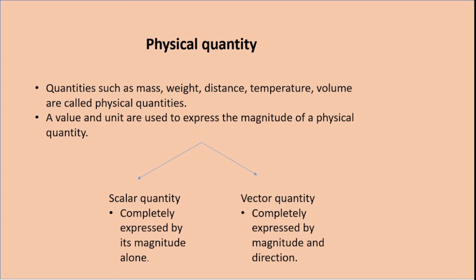Physical quantity. Quantities such as mass, weight, distance, temperature, volume are called physical quantities. A value and unit are used to express the magnitude of a physical quantity. Physical quantity can be classified into two, that is scalar quantity and vector quantity. Scalar quantity can be completely expressed by its magnitude alone, whereas vector quantity can be completely expressed by magnitude and direction.